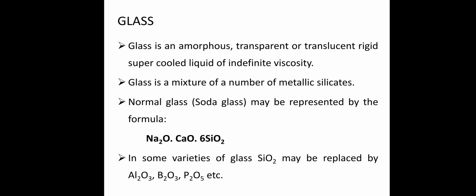Glass is a mixture of number of metallic silicates. Normal glass, that is soda glass, may be represented by the formula Na2O CaO 6SiO2. In some varieties of glass, SiO2 may be replaced by Al2O3, B2O3, P2O5, etc.